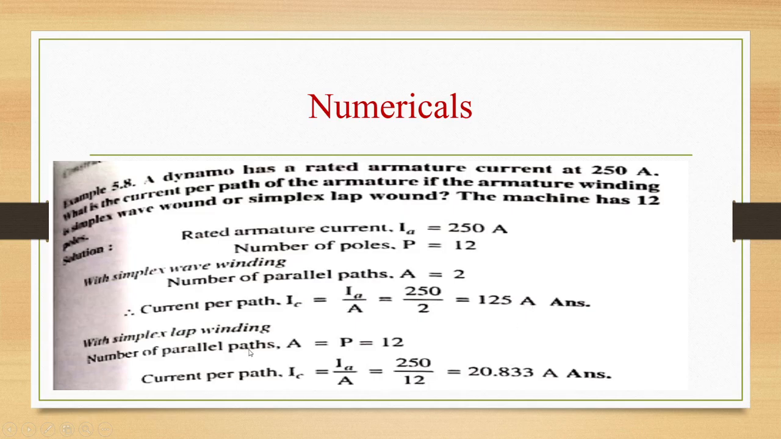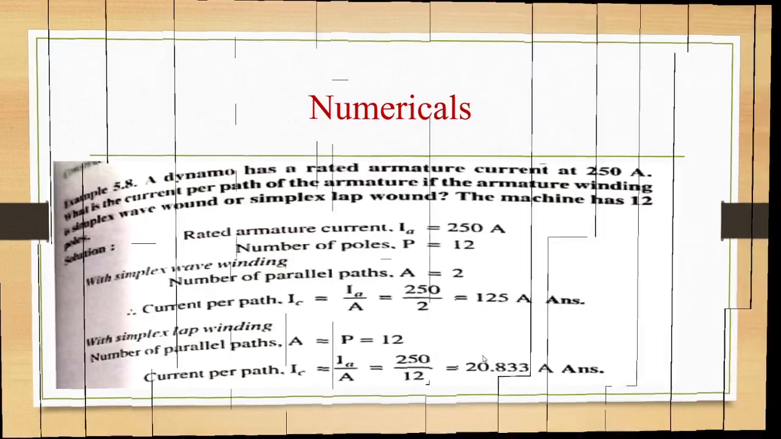For a lap winding, the number of parallel paths is equal to the number of poles, A is equal to P, that is 12. So current per parallel path Ic is Ia/A, that is 250/12, 20.833 amps. So for lap and wave winding, we have found out the current per path.